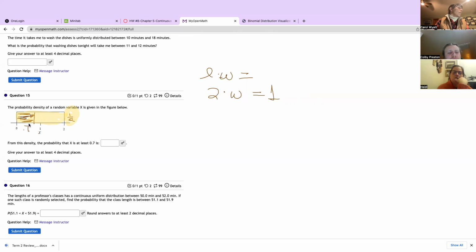Now, I want to find out what's the probability that this is less than 0.7. So I want the area of this little brown rectangle right here. The area of a rectangle is length times width. My length is 0.7. My width is 1/2 or 0.5. 0.7 times 0.5 is 0.35. So this should be 0.35.